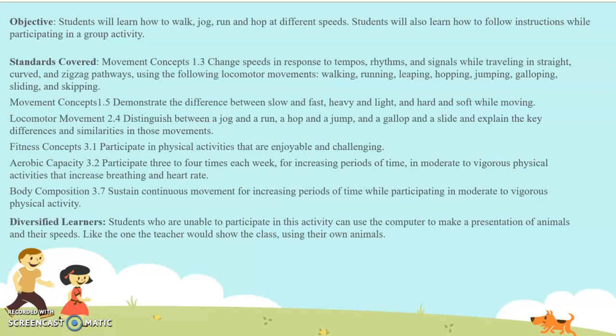This activity can be modified for diversified learners. For students that can't participate in this activity, they can use a computer to make a presentation of different animals and their speeds, similar to the one that I will show prior to this activity. These students will just choose any animals they'd like and make a presentation of their own.